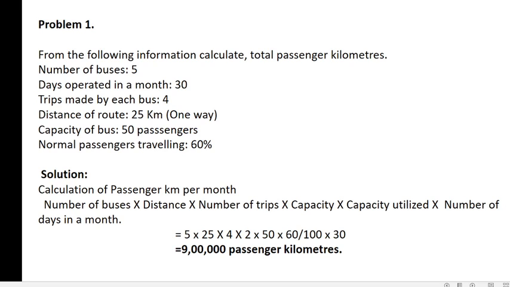Now we come to the first problem. From the following information, calculate total passenger kilometer. The information given is number of buses is 5, days operated in a month is 30, trips made by each bus 4, distance of the route 25 km, capacity of the bus 50 passengers, normal passengers traveling is 60%. From this we have to calculate total passenger kilometers.